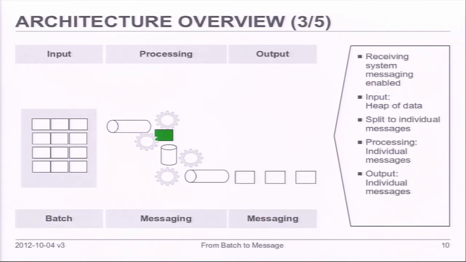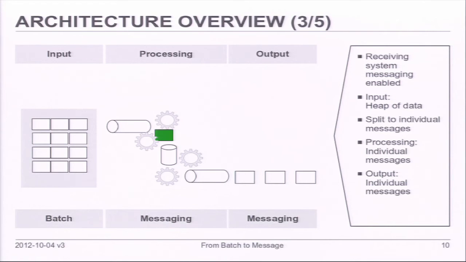Next step might be to actually change the output. So now you still keep the input based on files, or at least that big heap of data in one batch. Then you split the data as before, process it individually, but the output is now also individual messages. So then you can continue to pass on these individual messages to the next system that also has to be message enabled in this phase.